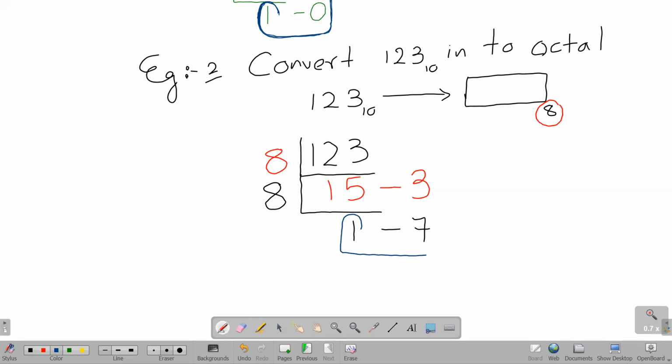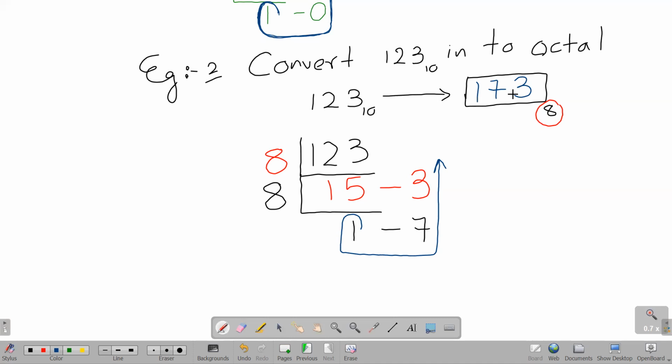So with that, plus the remainders from bottom to top, we are going to write the answer. So the answer is going to be 173 in octal.